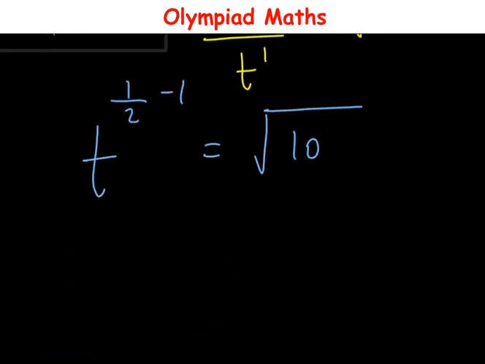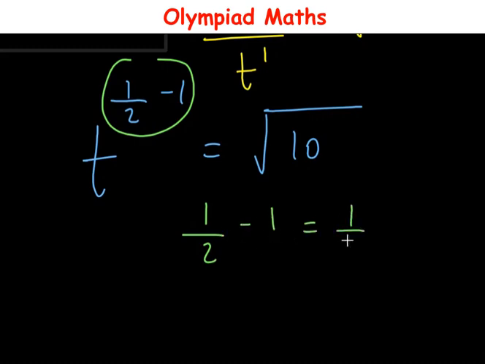So from here, the next thing is to solve for the value of half minus 1. So 1 over 2 minus 1, what will be the value? Now we can write this as 1 over 2 minus 1 over 1. So then look for the LCM of 2 and 1. The LCM of 2 and 1 is 2.